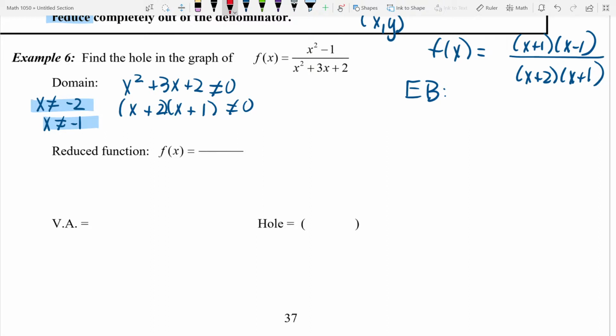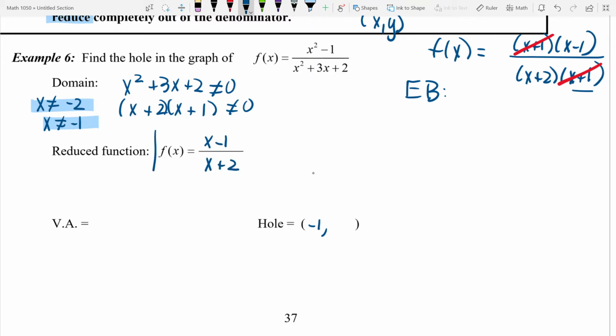So I have exactly an x plus 1 and an x plus 1. Everybody freeze right there. If something reduces, then I know I have a hole. If you said x plus 1 equal to 0, you get x equals negative 1. That's the x coordinate of my hole. What is the reduced equation? It is x minus 1 over x plus 2.